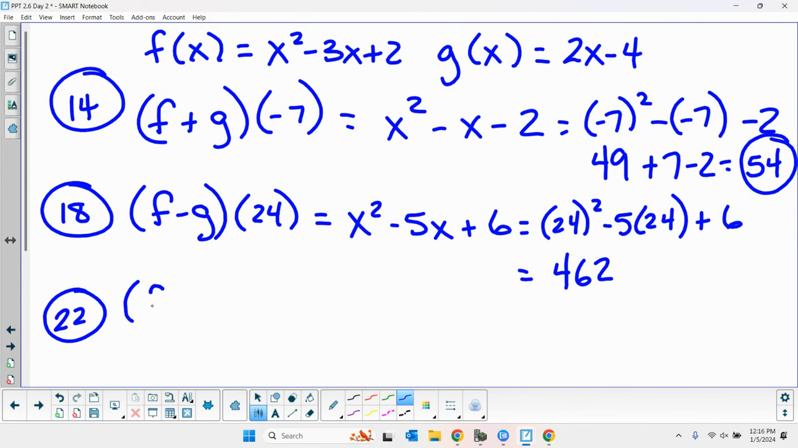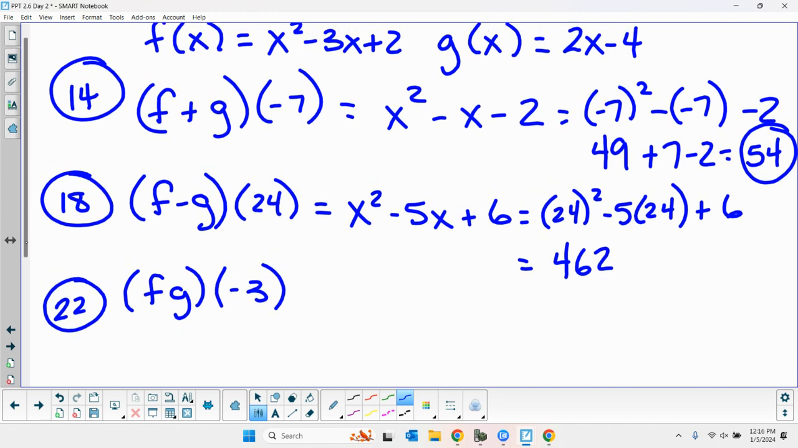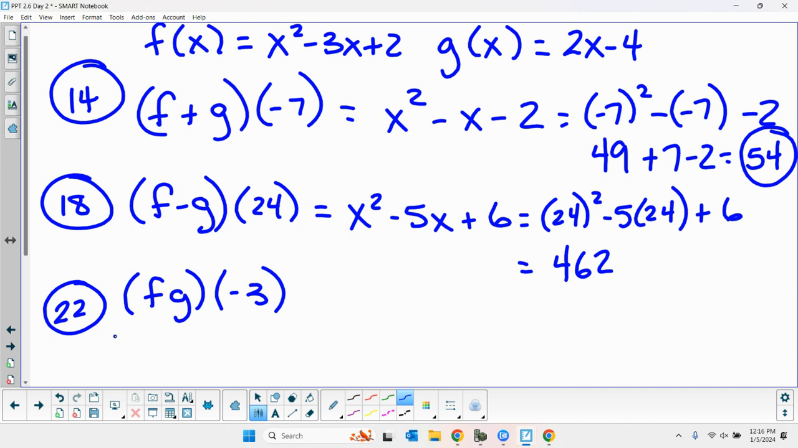This is f g of negative 3. Now on these two, it's easy to add and subtract them first and then plug in. I think it's easier on the multiplication division to plug in the numbers first and then multiply them. So for the f would be negative 3 squared minus 3 times negative 3 plus 2. That's 9 plus 9, 18 plus 2 is 20.